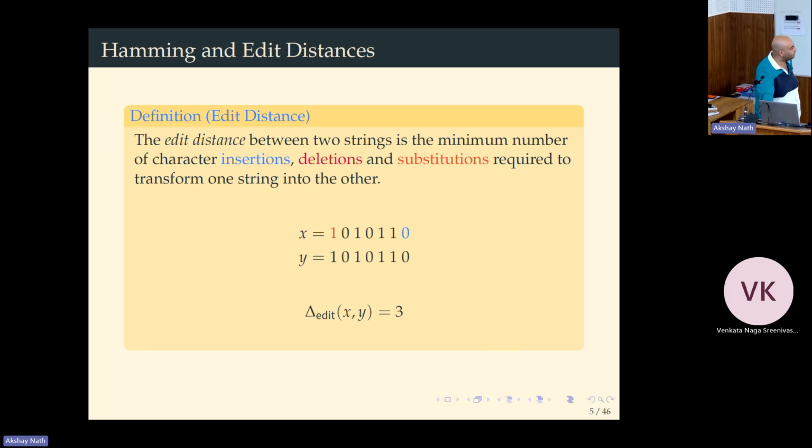So as you can see, the Hamming distance is an upper bound on the edit distance, but they can be quite far apart. To see this, for instance, consider the vector 0, 1, 0, 1, 0, 1, 0 and 1, 0, 1, 0, 1, 0, 1. If you have n bits, their Hamming distance is n, whereas their edit distance is 2.